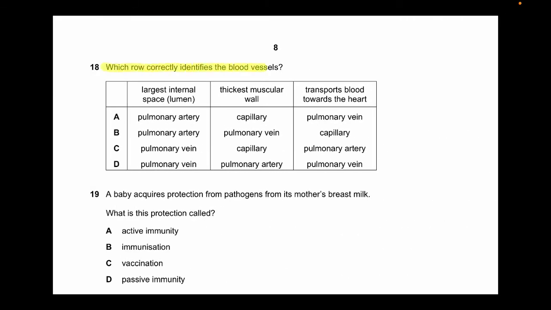Which row correctly identifies the blood vessel? The largest internal space, lumen. We know that lumens are larger in veins, so pulmonary vein can be a correct answer. Thickest muscular wall. We know that arteries have a thicker muscular wall, so pulmonary artery. Transports blood towards the heart. Veins transport blood towards the heart, so pulmonary vein. Option D is the correct answer.